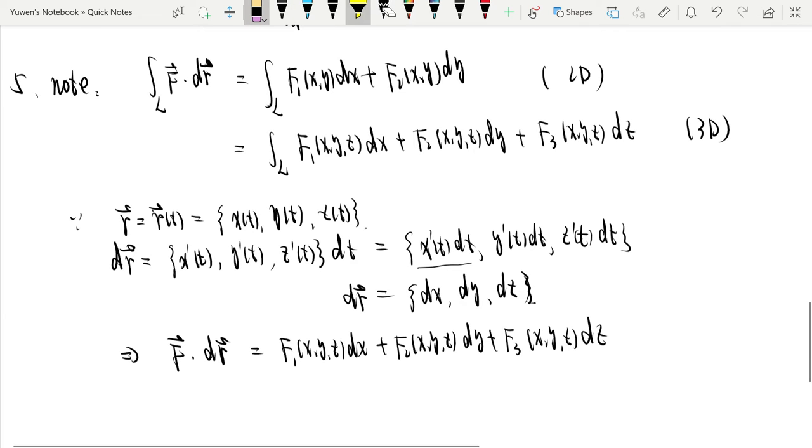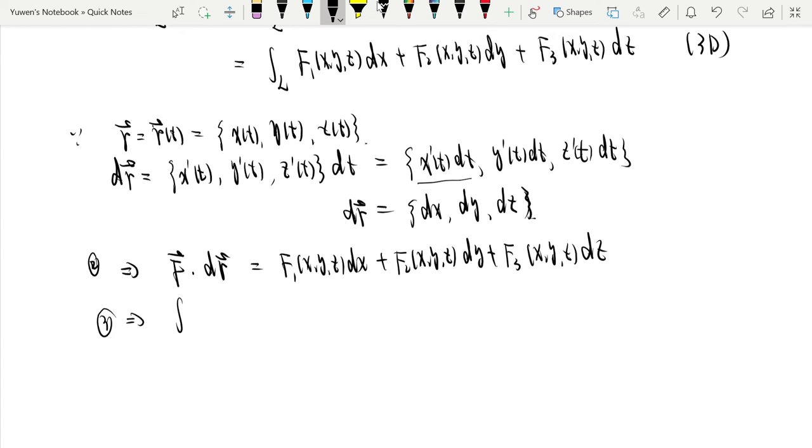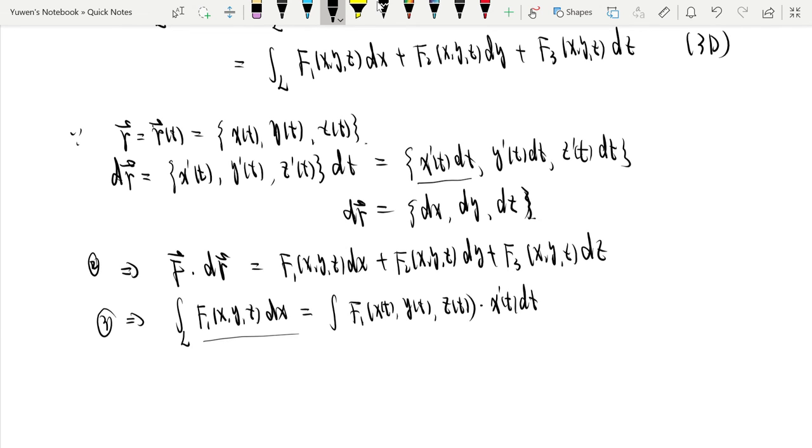But actually, the computation is the same. That's the first one, that's the second, that's the third one. For that F1(x, y, z), dx can be read as x prime(t) dt, with F1 evaluated at (x(t), y(t), z(t)). We can use this to compute any component of the line integrals.